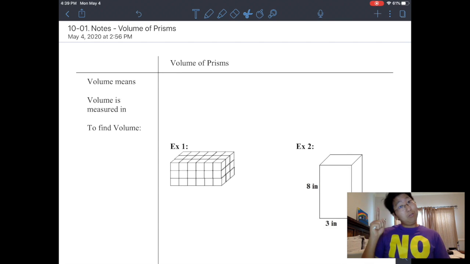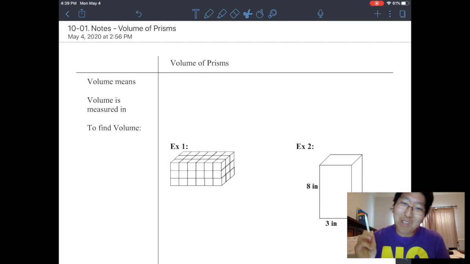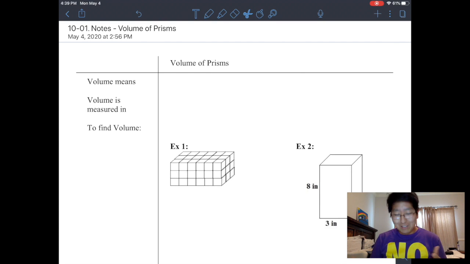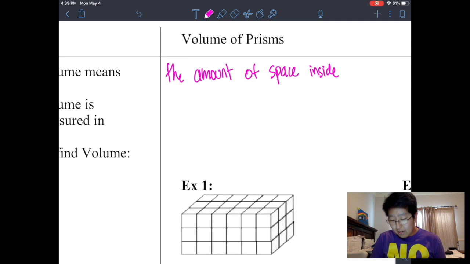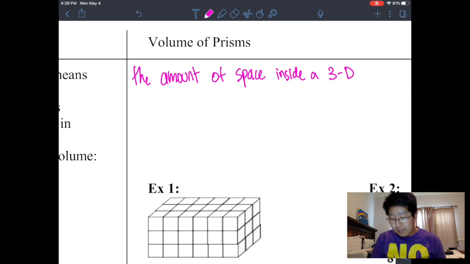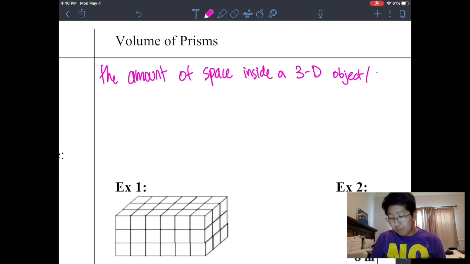The first thing we need to do is define the word volume. Volume is asking for the amount of space inside a three-dimensional object, or we could also say the number of cubic units inside of a shape. I'm going to use more general vocabulary to help you understand. So here, volume means the amount of space inside a 3D object or shape.